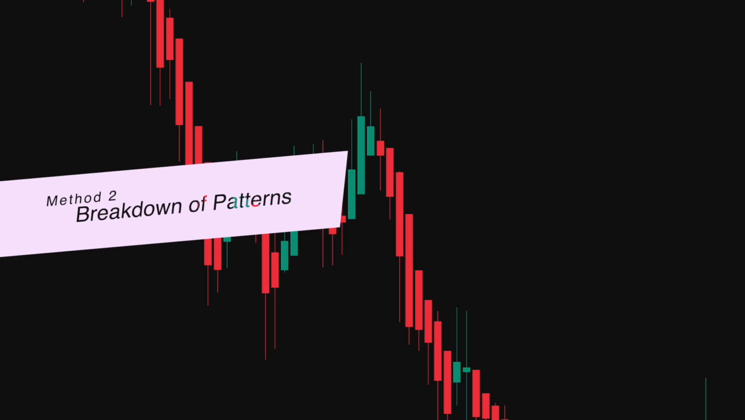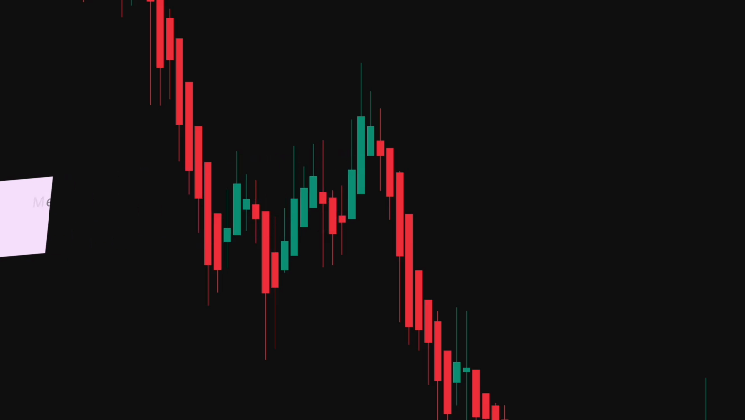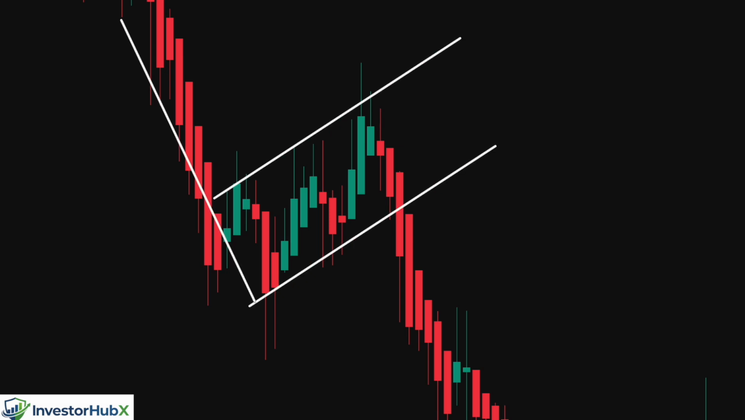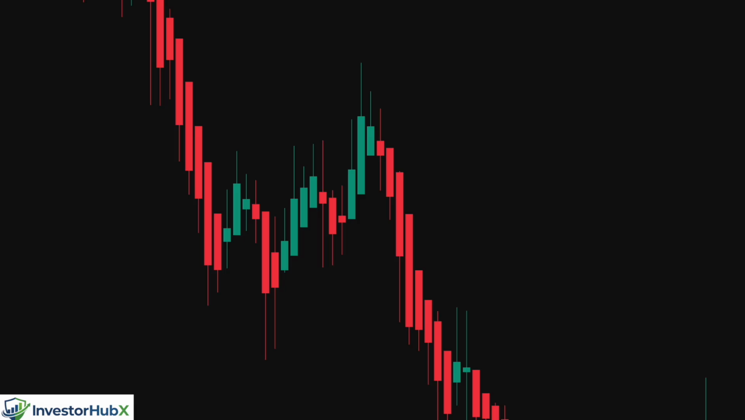The next thing we often see in a bear market is a breakdown of price patterns. Instead of breaking upward, consolidation patterns begin to fail to the downside. These breakdowns confirm that sellers remain in control and that bearish momentum is continuing.